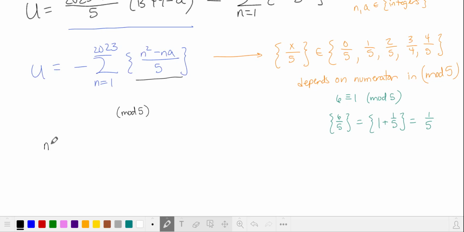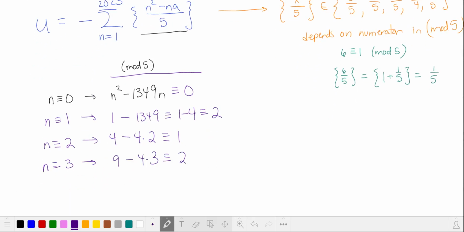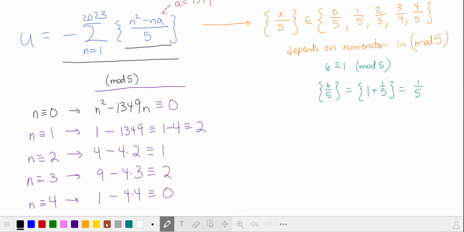For example, when n is 0 in mod 5, this numerator is 0 in mod 5. When n is 1, this becomes 1. 1349 is 4 in mod 5, so this is 2. When n is 2, 2 squared is 4. This is 1 in mod 5. This is 2 again. And when n is equal to 4, we get 0 in mod 5. To find this sum, we see that these fractional parts repeat every 5 terms.